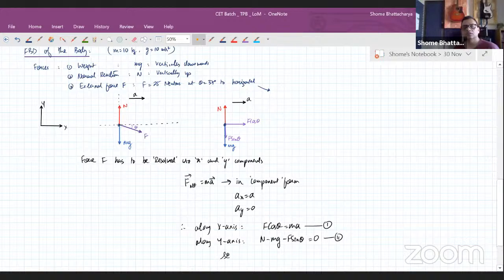So solving these, we now need to find out how much the acceleration is and how much the normal reaction force is. The values are given to us here. Mass is given, g is given, magnitude of force F is given, angle theta is given. So just work it out now from here.